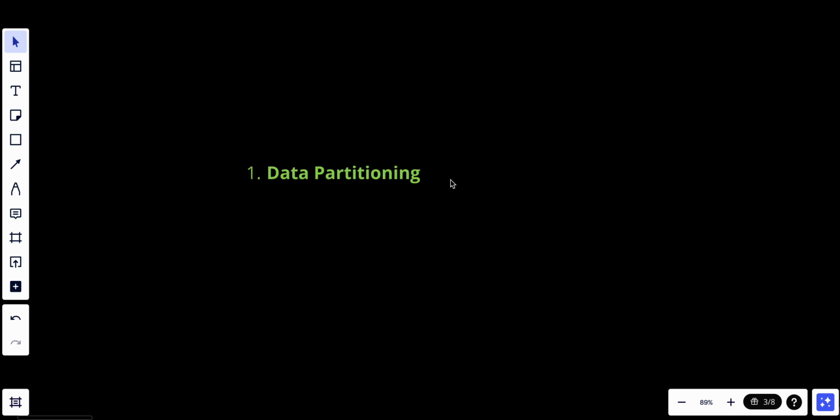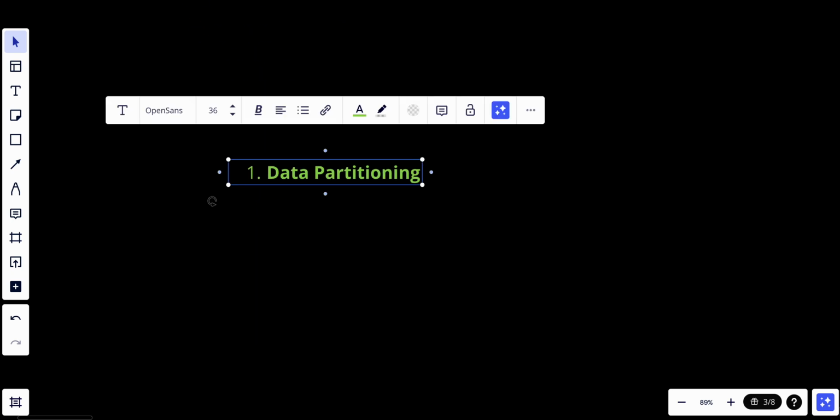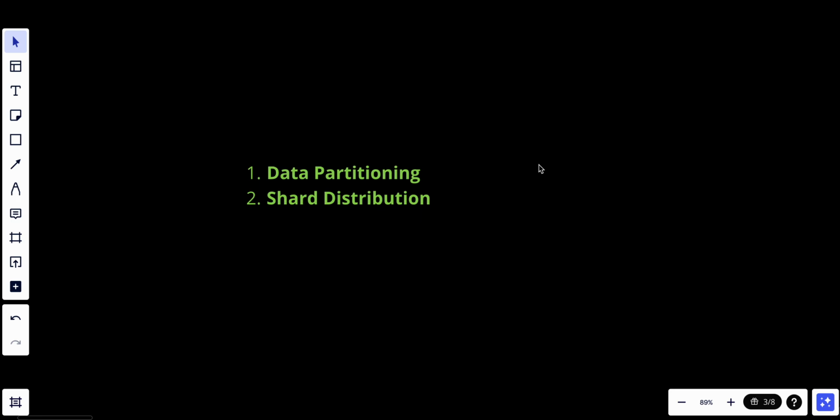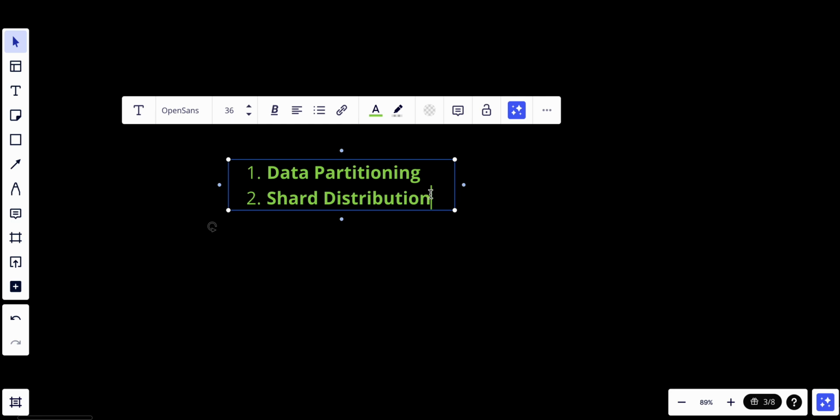We also have the shard distribution. Each shard is hosted on a separate database server or node. These servers can be physical machines, virtual machines, or containers depending on the infrastructure. We have the query routing, because it's quite important to know how the query routing works.